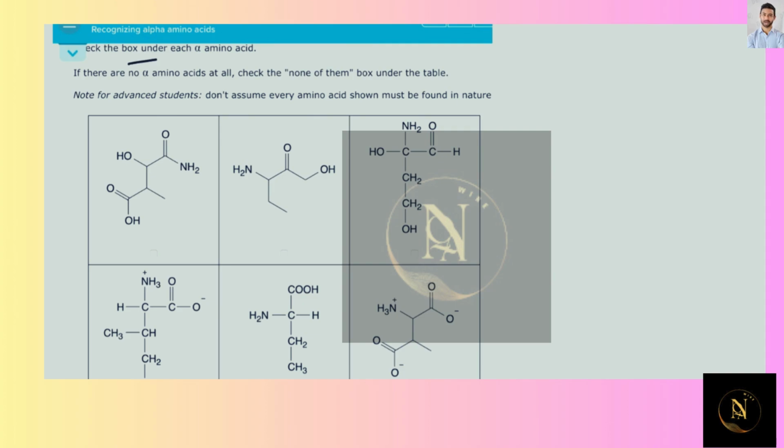Hi, so over here we're asked to check the box under each of the alpha amino acids that are going to be present. So in order to do so, let's first review what is going to be an alpha amino acid.